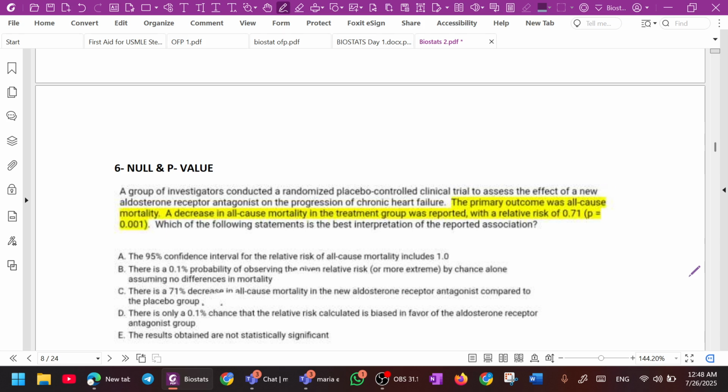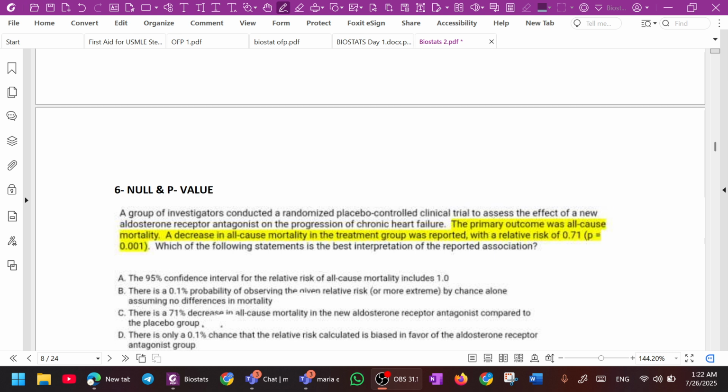Okay. Yeah. Can you give me 5 minutes? Oh, there is a null and p-value.